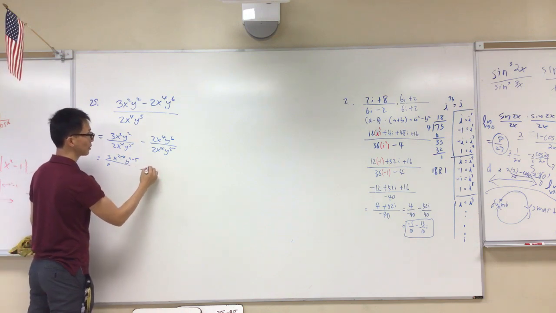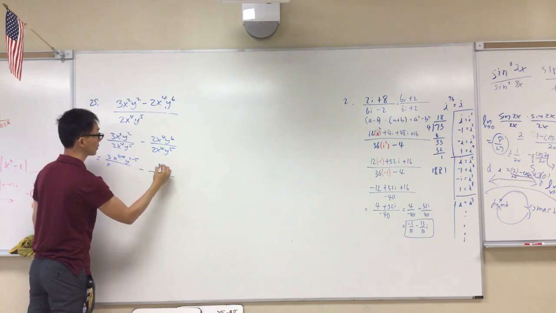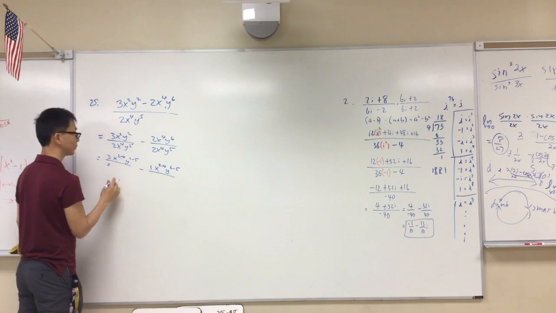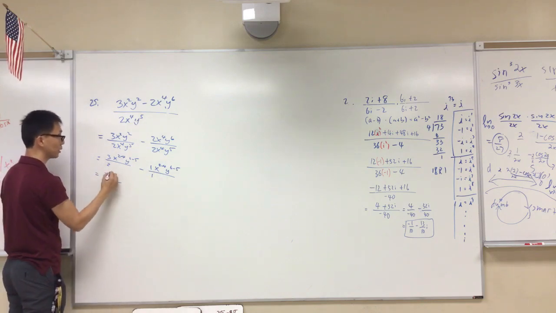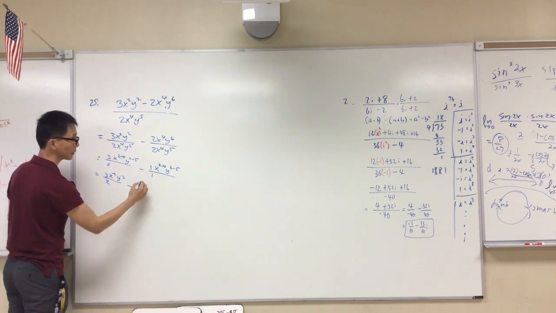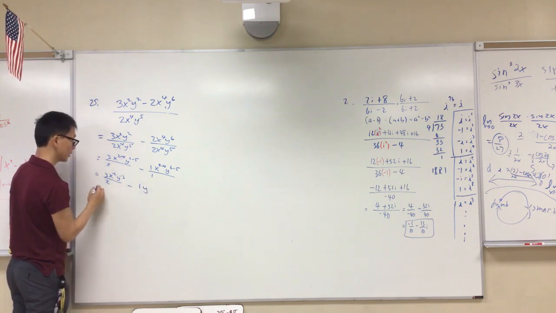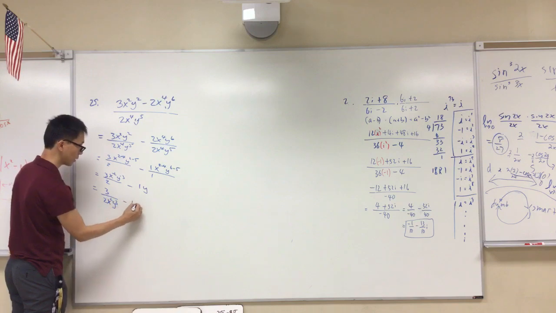Minus, this one's going to be 1. So x to the 4 minus 4, which is 0, y to the 6 minus 5. This is a 1, 1 over 1. So that's equal to 3 over 2, x to the negative 2, y to the negative 3. And here it's going to be 1, x to the 0 is 1, and the 1 y. So that's equal to 3 over 2 x squared y cubed minus y.